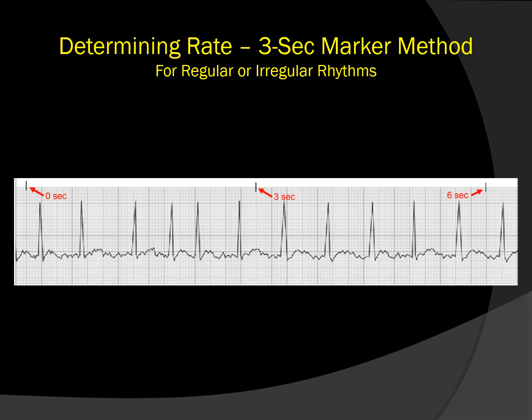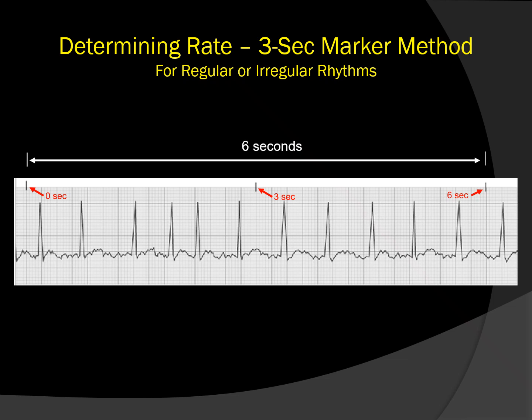You will note that most EKGs and rhythm strips have markers indicating 3-second intervals. That means that 2 consecutive intervals represent 6 seconds, as is shown here. So, if we count the number of complexes in a 6-second interval, in this case 11, then we can multiply by 10 to determine the heart rate, which would be the number of beats in 60 seconds or a minute. So 110 would be the rate for this patient who had 11 heartbeats within 6 seconds.